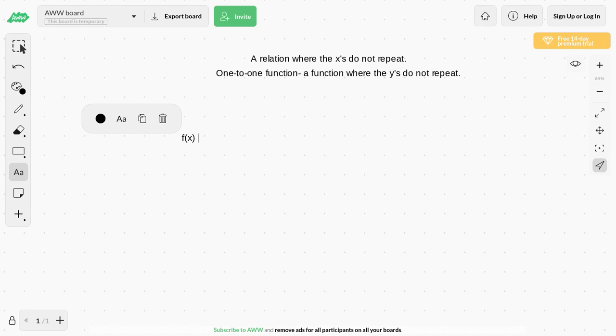do f of x is equal to, and then the curly bracket thing, negative 3 if x is smaller than or equal to negative 1, and 2 if x is greater than negative 1. Okay, so let's draw a graph with our lines.